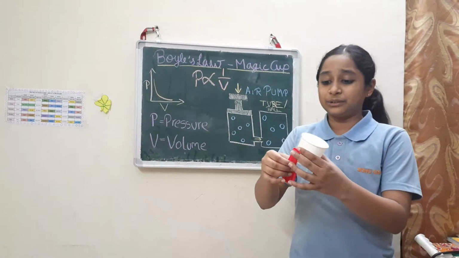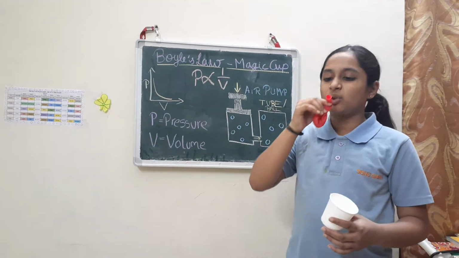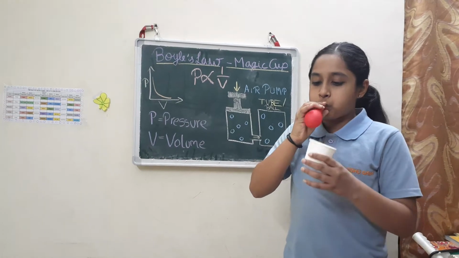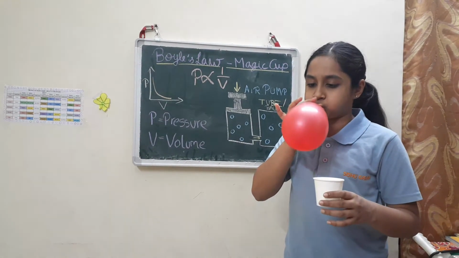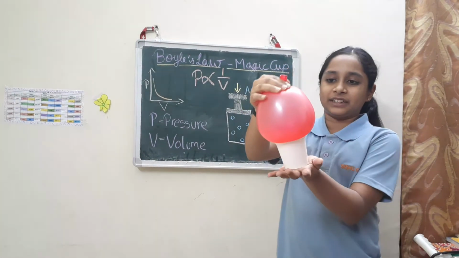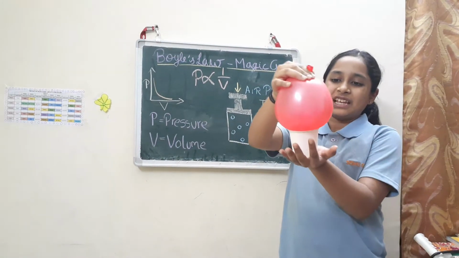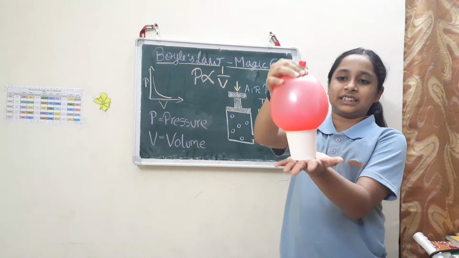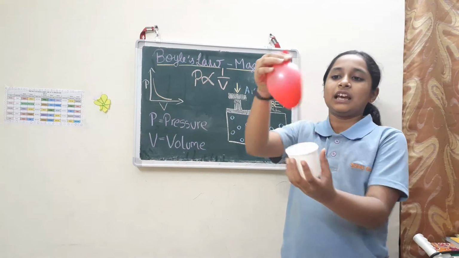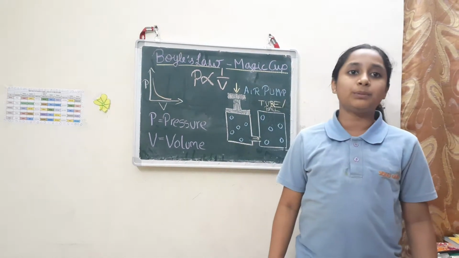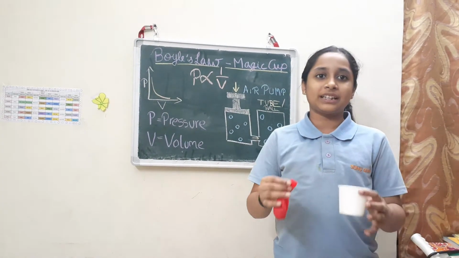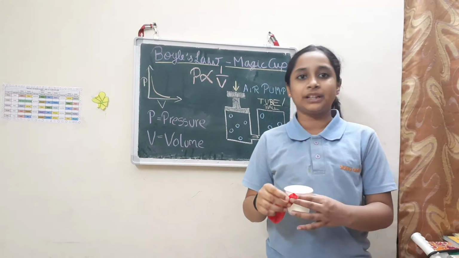So, as you would have noticed, when you blow a balloon and when you try to fix a cup on it, even when you press it hard, it doesn't get fixed. I am going to show you a way to blow the balloon in such a way that the cup does not fall even when you leave it.